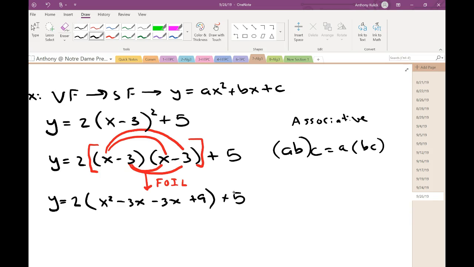Okay, so there's some like terms inside that parenthesis. After we've just FOILed out, let's collect those together. So negative 3x and negative 3x gives me negative 6x. So the FOILing is now complete, right? We FOILed everything out. We collected the like terms back together again.